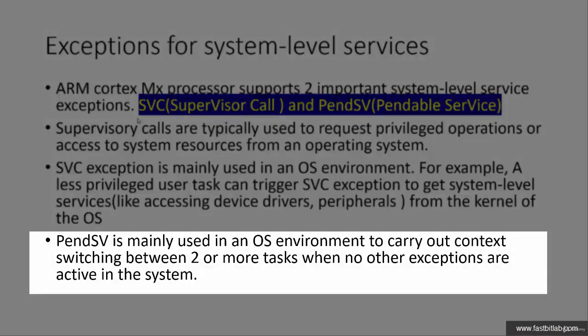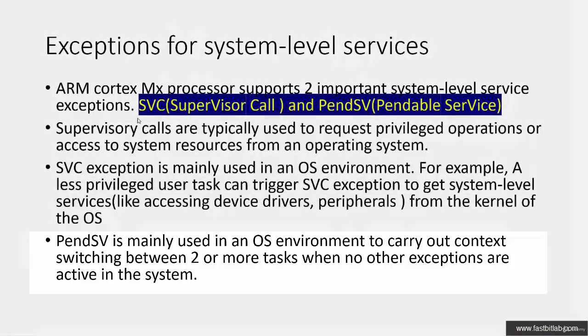And PendSV is mainly used in an OS environment to carry out context switching between two or more tasks when no other exceptions are active in the system. PendSV is mainly used in a multi-task system where you have multiple tasks and a scheduler. The scheduler takes the help of PendSV system exception to carry out context switching. Don't worry about all these things. We have dedicated exercises to implement a small scheduler and other things using SVC and PendSV exceptions. You will understand more on these system exceptions as you make progress in this course.